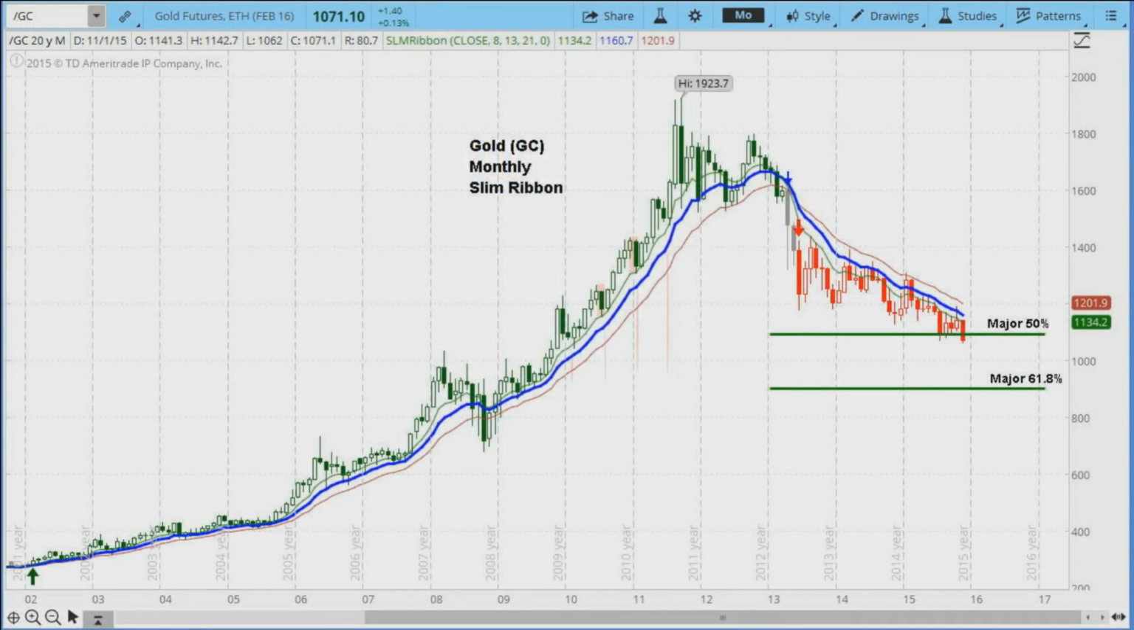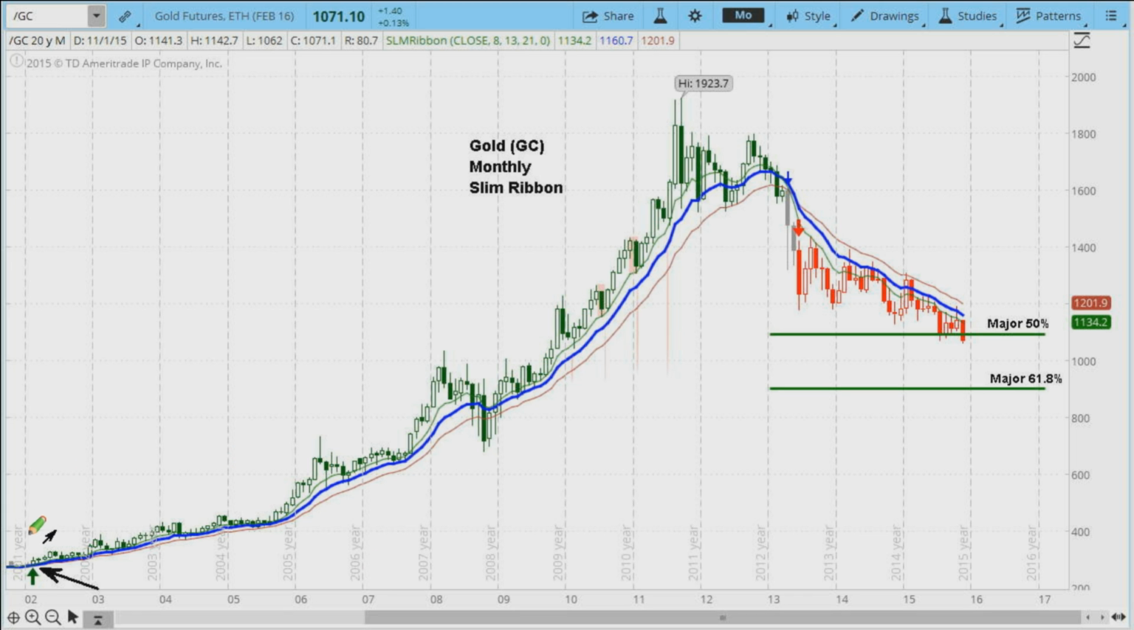And this is a really valuable chart for big picture analysis, and it's a monthly chart of the monthly slim ribbon. So we're going to move this chart in here, and you will see gold monthly slim ribbon, and this has got great messages to it. First of all, the slim ribbon turned bullish over here. See that green arrow on this monthly? Way back in 2003, trading in like that $300 area.